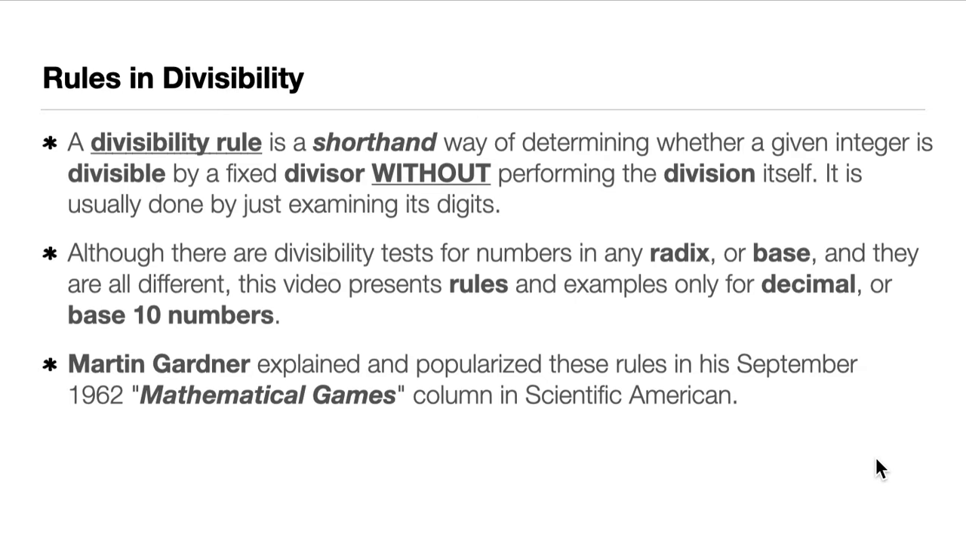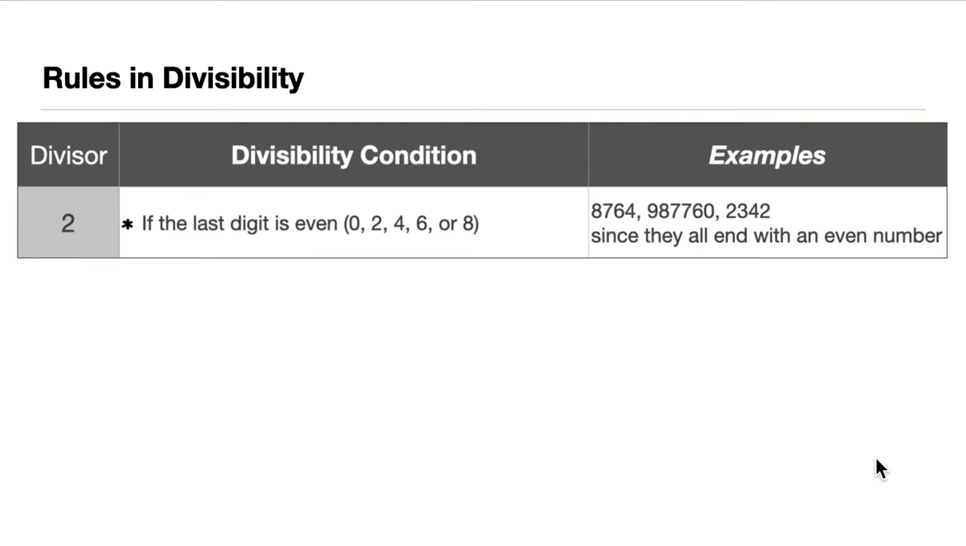Okay, so let's start. Again, this is just the first batch of divisibility rules. First up in our list is the divisor 2. How can you easily say that a particular number is divisible by 2? The condition is simply if the last digit is even. If the ones digit, the units digit, is 0, 2, 4, 6, or 8, it is divisible by 2.